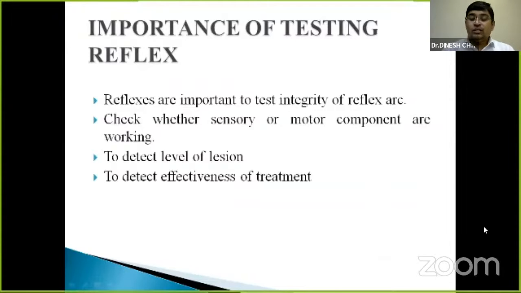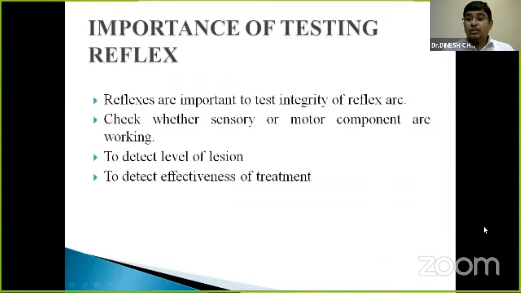Okay, so is it an LMN lesion, that means lower motor neuron lesion, or a UMN lesion, that means upper motor neuron lesion? On testing of the reflex arc, we come to know broadly whether it's an LMN lesion or a UMN lesion. To detect the level of lesion, as we already know, each reflex has its own root value. So when we assess the knee jerk, we know that L3, L4 is the root value for the knee jerk.